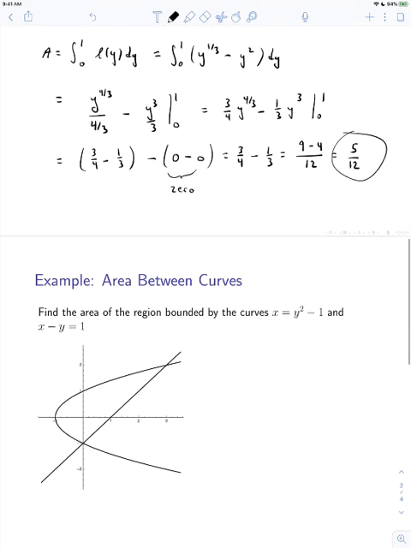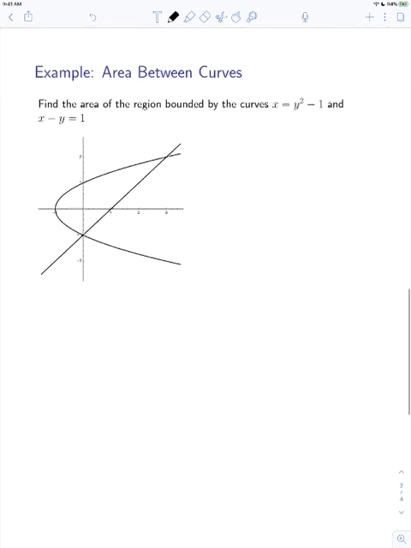Let's do another example. We want to find the area between these curves. The area of the region bounded by the curves x equals y squared minus 1 and x minus y equals 1. The first of these two curves, x equals y squared minus 1, this is a parabola lying on its side, opening to the right. So you can see that that's this curve. That's x equals y squared minus 1. The other one we have here, x minus y equals 1, that's a straight line. So that's this straight line, x minus y equals 1.